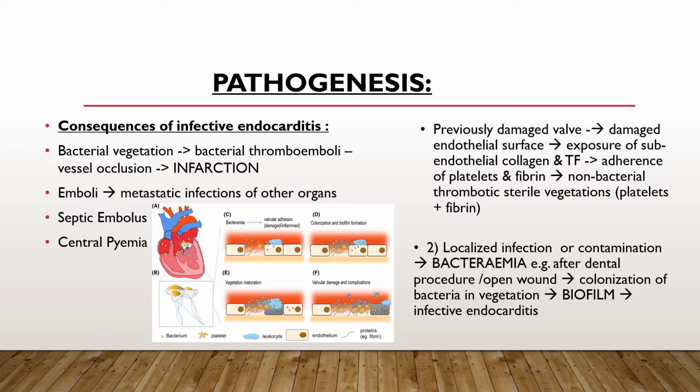If there is an infection or contamination, however, such as with bacteremia after a dental procedure or open wound, bacteria will start to colonize within this vegetation. It's the perfect niche for the bacteria to grow, and this forms a biofilm leading to infective endocarditis. Major consequences are that we can have bacterial thromboembolism causing occlusion of vessels and infarction. This can be really lethal. The emboli can also affect other organs by spreading. There can be septic emboli or systemic pyemia.